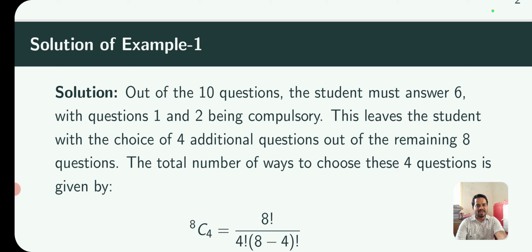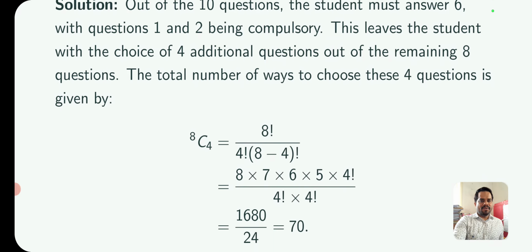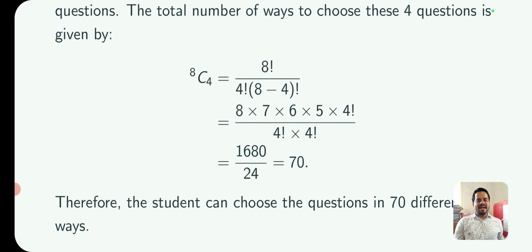ways, and it is equal to 8 factorial divided by 4 factorial times (8 minus 4), that is (n minus r) factorial. So if we simplify this, we get the answer 70. It means that there are 70 different ways to choose the optional questions. So this is the example of choosing the questions.